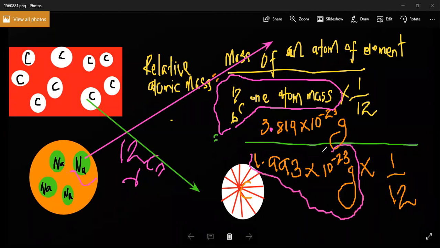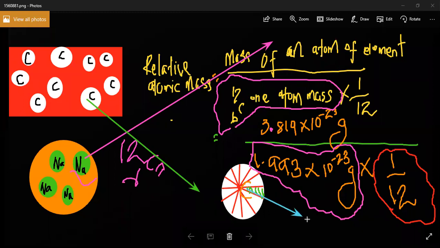1.993 into 10 to the power minus 23. But what we have put here, 1/12. One part after dividing. Which part have we put here? In the division, how many parts are we taking? This is what actually here, this one, right?